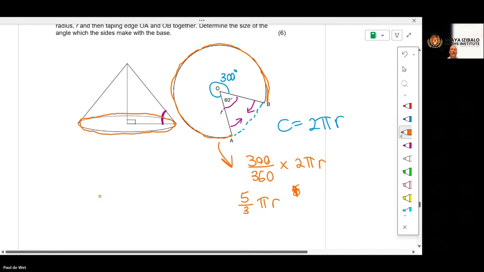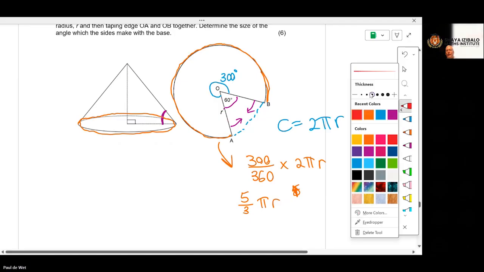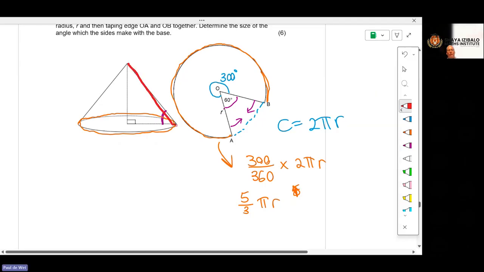Now, can anyone tell me what this length over here will be? This length in the cone, what will it be? This is really asking you to understand how this cone folds up three-dimensionally. That line, guys, is the same as this line. So what length is this line? The red line. It's just r.